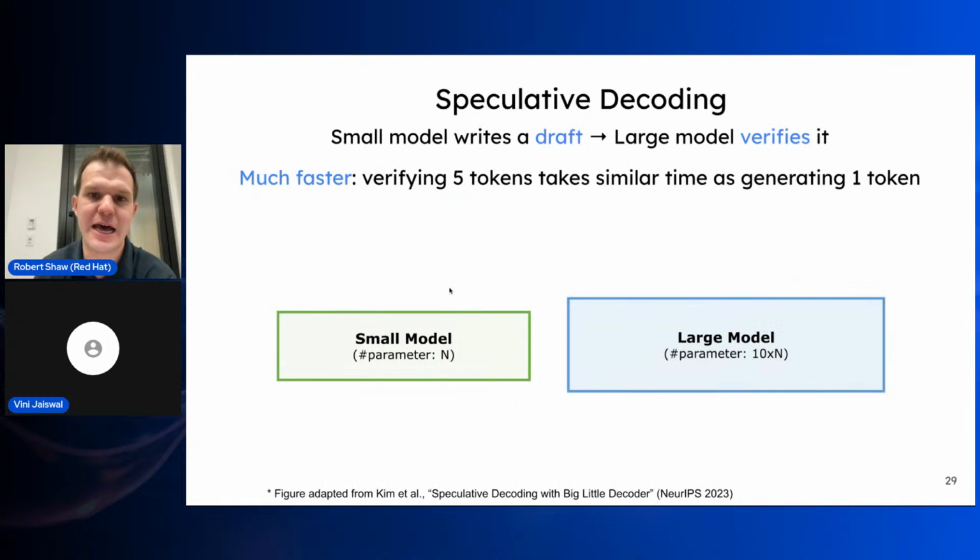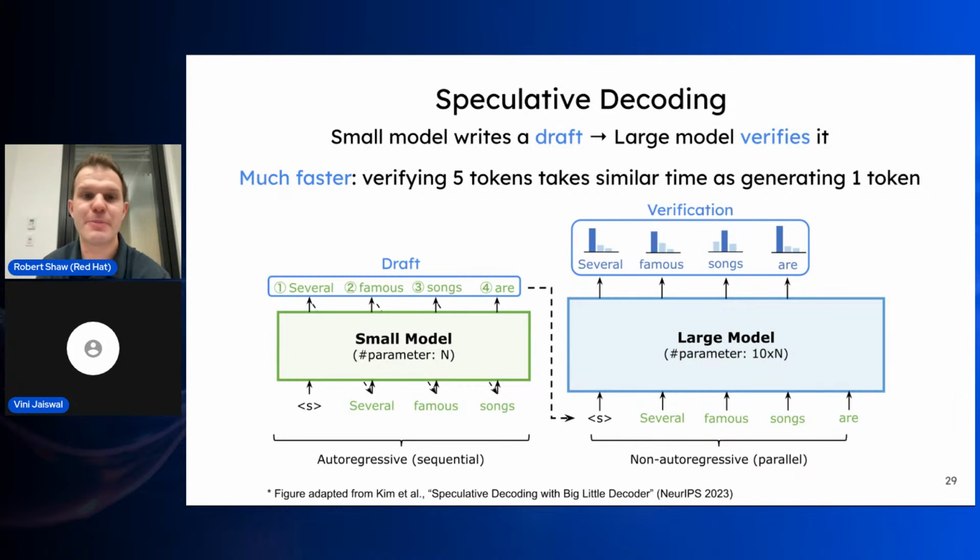Another example of this that many might be familiar with is speculative decoding, which is an optimization that tries to leverage a smaller draft model to accelerate the larger model.